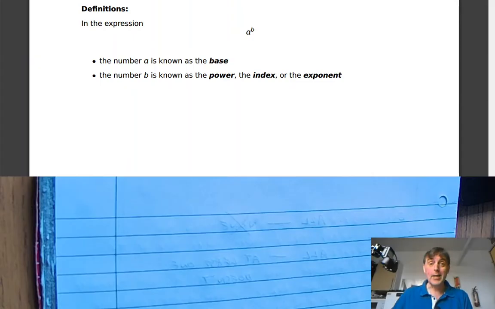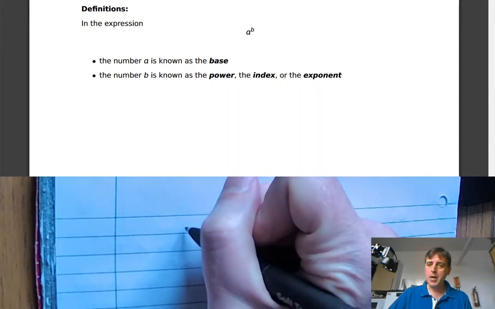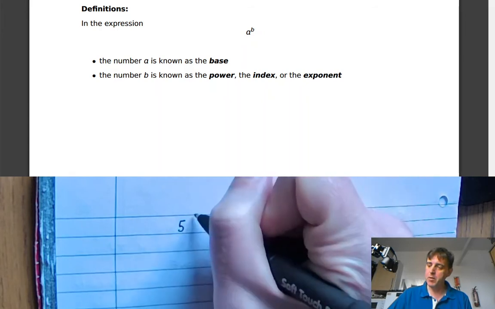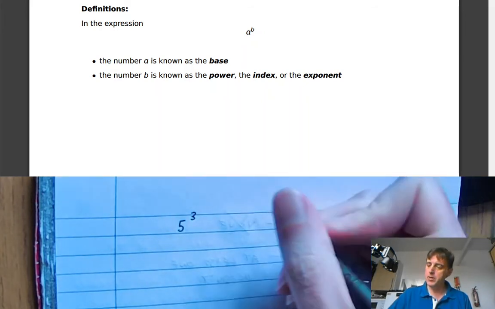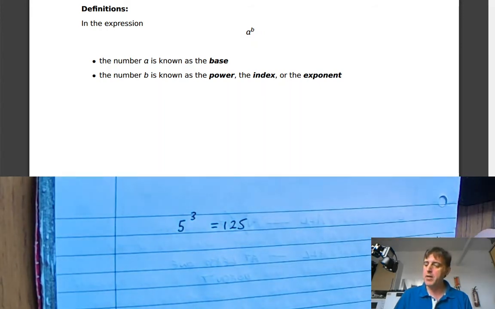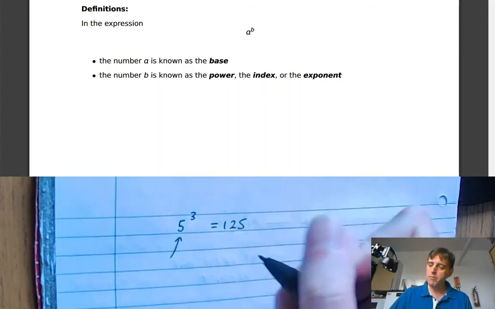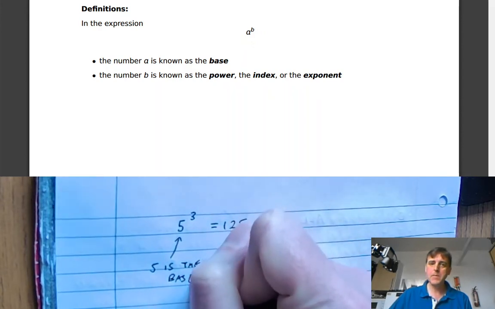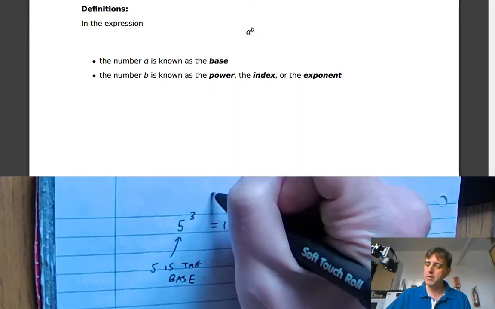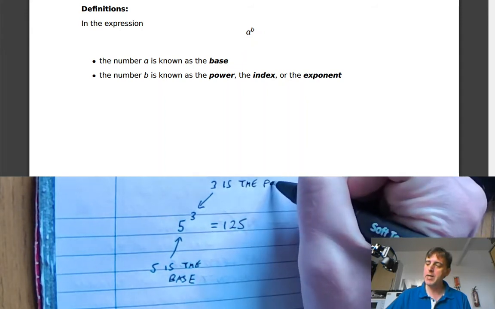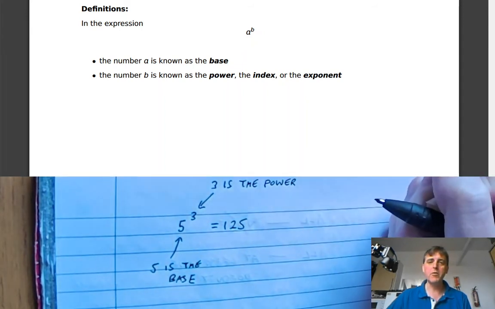So let's look at a quick example of what we're talking about here. If we had, for example, an expression like 5 to the power 3 here, obviously that becomes 125, but the number 5 here we would say is the base. And then the number 3 here we would say is the power or the index, or possibly we could use the word exponents there. Okay, got that?